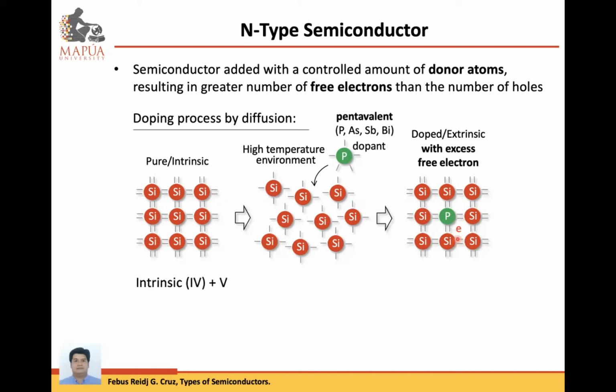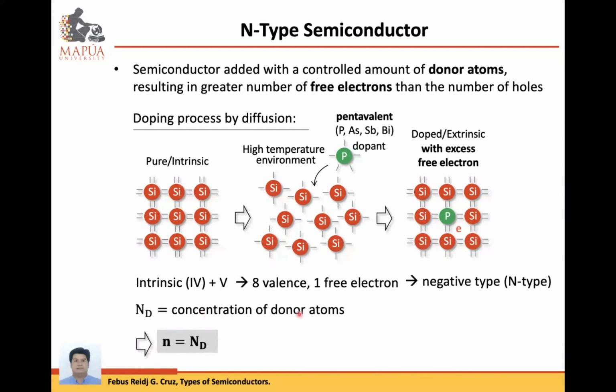So to sum up, an N-type semiconductor is manufactured by adding intrinsic or group 4 materials with group 5 elements. So this would result to a material with 8 valence. Ito yung maximum number of valence natin. So the excess will become a free electron. So that's why we call it negative type or N-type.